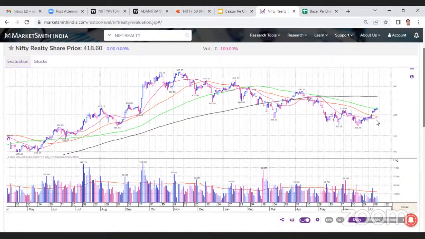Sustainable trading over 425 may bring an 8 to 10% kind of gain in this reality index. But at the same time, sustainable trending below 425, it may remain in a sideways range, and that range is almost 10% on the downside also. That is 420-425 on the upside, and 370-380 kind of levels on the downside.